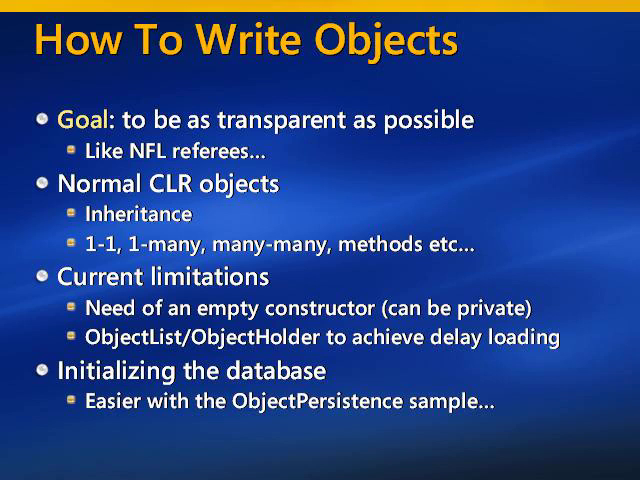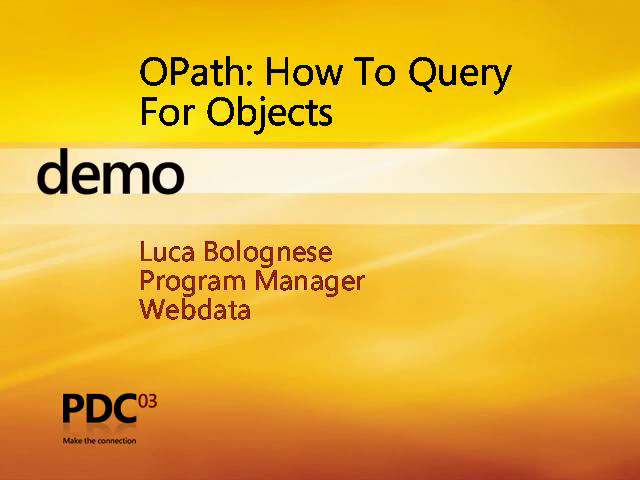Okay, so we want to be as transparent as possible. We don't want you to inherit from any of our classes or to implement interfaces or things like that. Now we have all our environments set up. We have our database, we have our mapping file, we have our object model. Now we can really start using the framework. Let's get back to the demo.